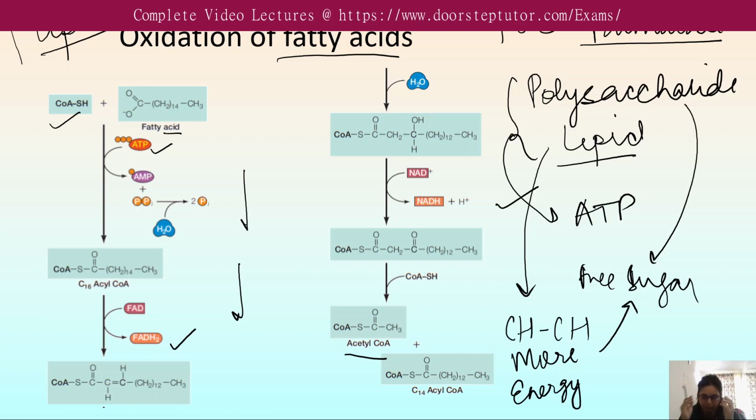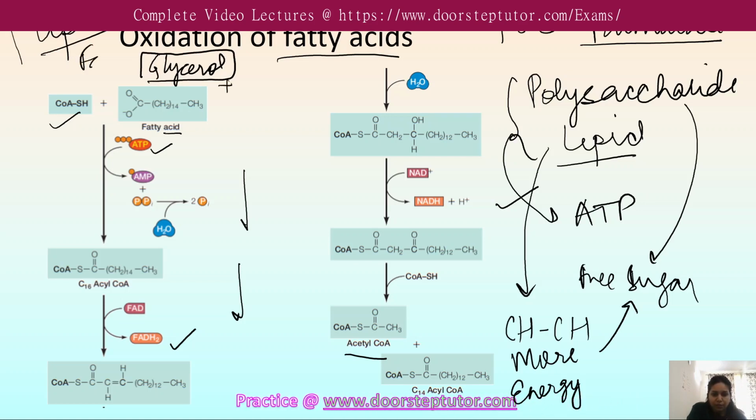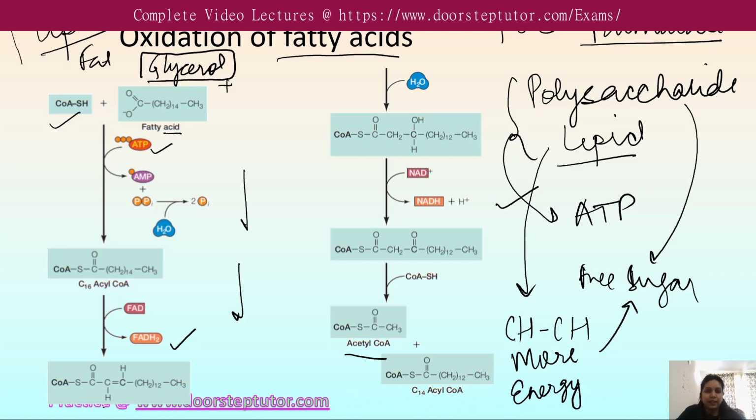For example, fat, basically triacylglycerol, is the major storage of lipid, and the first step in its utilization is the breakdown of fat into fatty acid and glycerol. Though it is not shown in this diagram, the fat is broken down into fatty acid and glycerol. Each fatty acid then joins with coenzyme A, yielding a fatty acyl coenzyme A at the cost of 1 ATP.